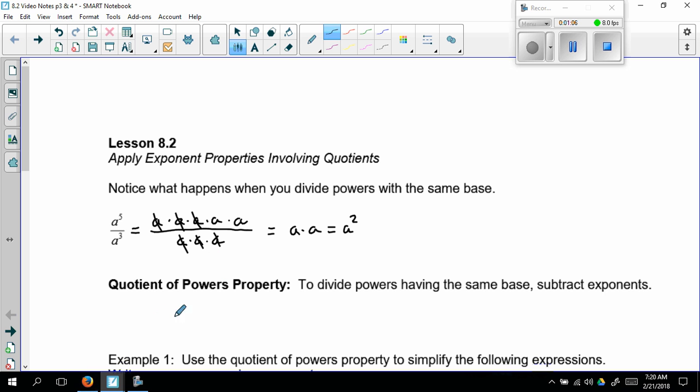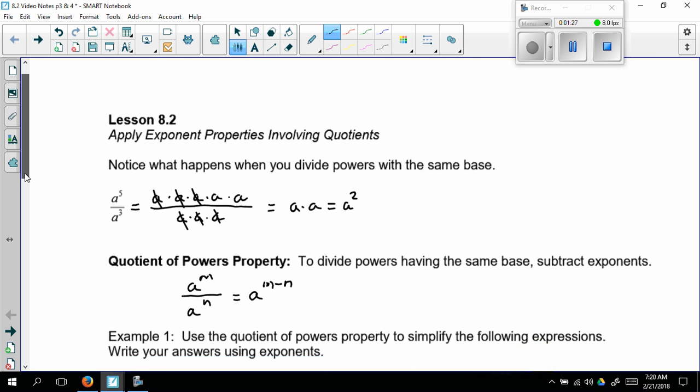I have to subtract. So the property is that if I have some base to a power, let's say a to the m power, divided by that same base to a different power, n, how I figure out the quotient is I keep the base and I subtract the exponents. So a to the m minus n.